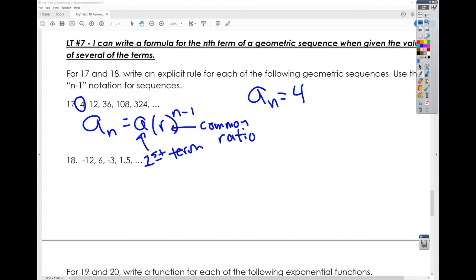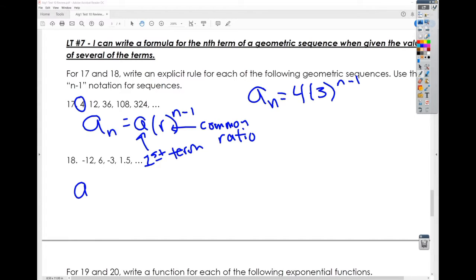And then if I take consecutive terms and divide them, 12 divided by 4 is 3. 36 divided by 12 is 3. 108 divided by 36 is also 3. And 324 divided by 108 is also 3. So that is telling me that my common ratio here is going to be 3, and then raise that to the n minus 1.